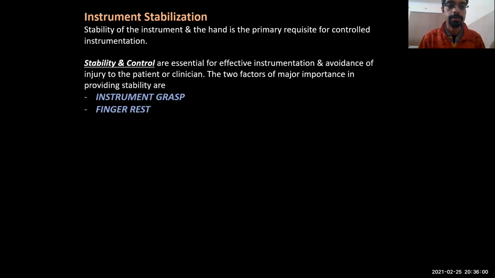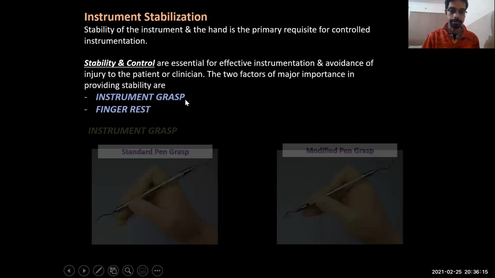Instrument stabilization. Stability of the instrument and the hand is the primary requisite for controlled instrumentation. The stability and control are essential for effective instrumentation and avoidance of injury to the patient or clinician. There are two main factors: instrument grasp and the finger rest.